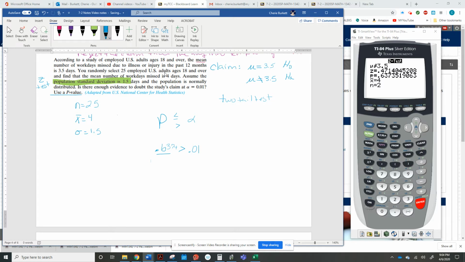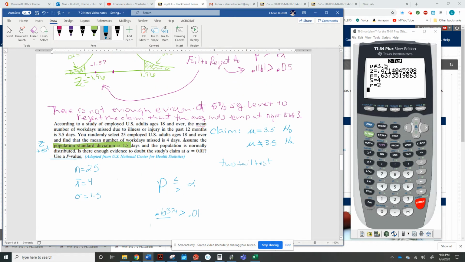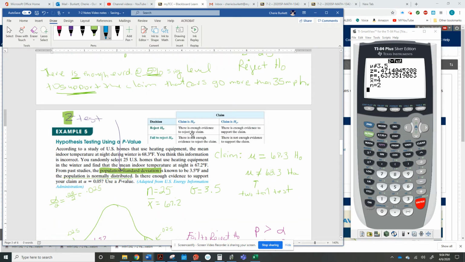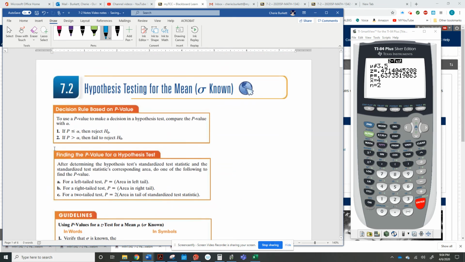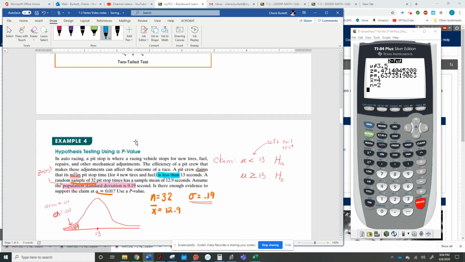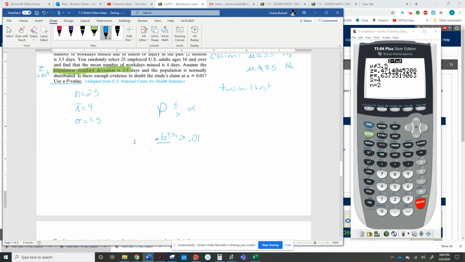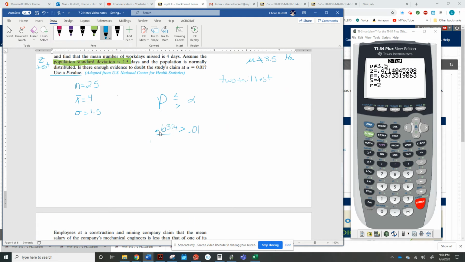So that means if you go back and look at our thing way up here at the top, when it's greater than, we fail to reject. Okay, so P was greater than, so we fail to reject. And remember, that's always H sub O. We fail to reject H sub O.